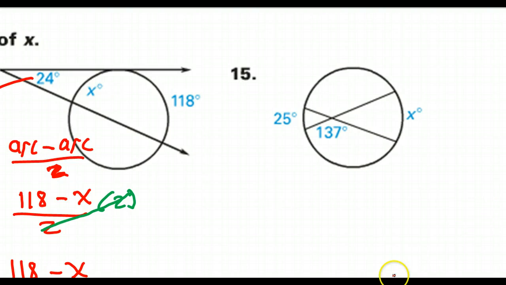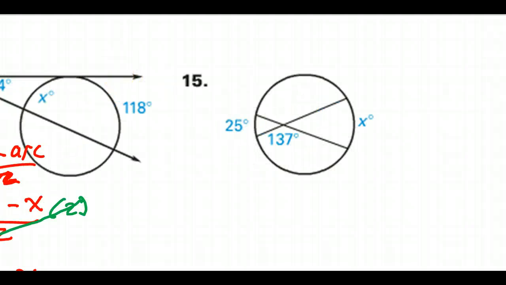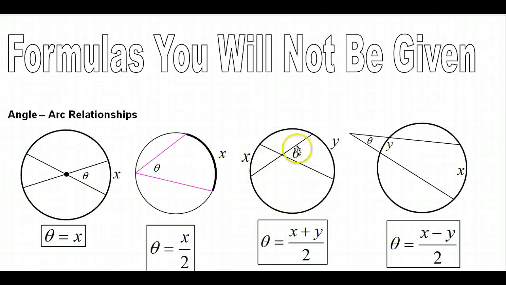Okay, number 15. Alright, so again, in this problem we have to be very careful. Because the angle that we're given, this 137, is not the right angle. Looking at these formulas, we're dealing with this one right here with the arc plus arc divided by 2.